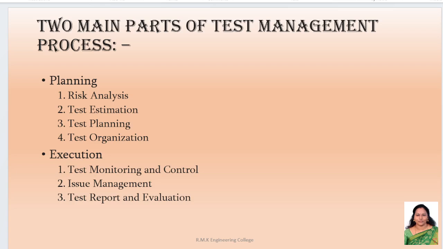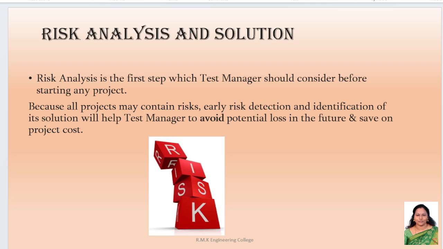Under planning we have risk analysis, test estimation, test planning, and test organization. Under execution, we have test monitoring and control, issue management, and test report and evaluation. So these are the two main parts of the test management process. We will see them one by one. The first one is risk analysis and solution. This is the first step of your test management process.